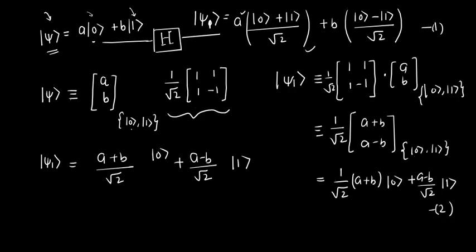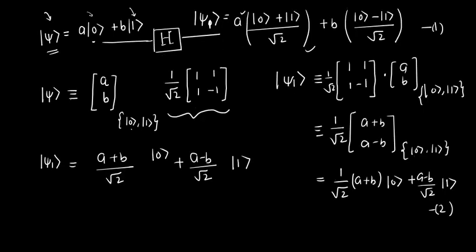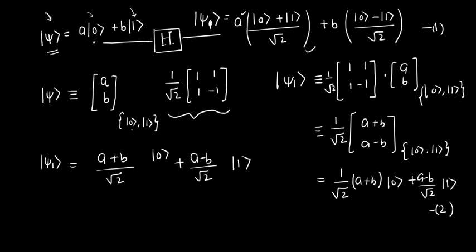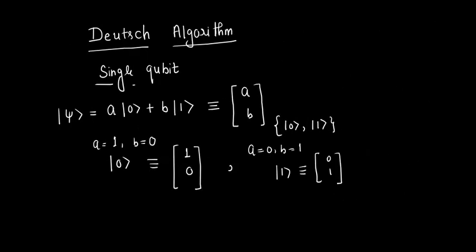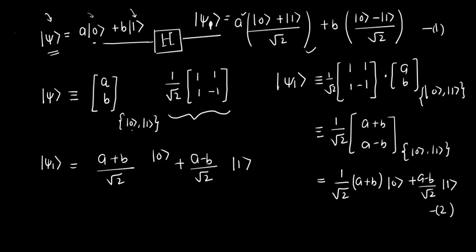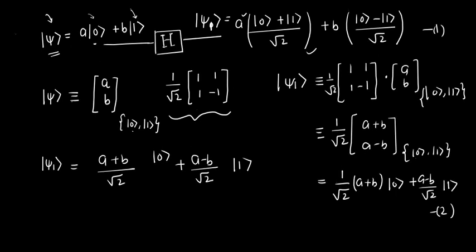So I would like to ask you this question. What is the output of the Hadamard gate? The Hadamard gate is a single qubit gate. Since we are discussing a single qubit, this is how we can write it, and this gate is a very important gate, the Hadamard gate, a single qubit gate.